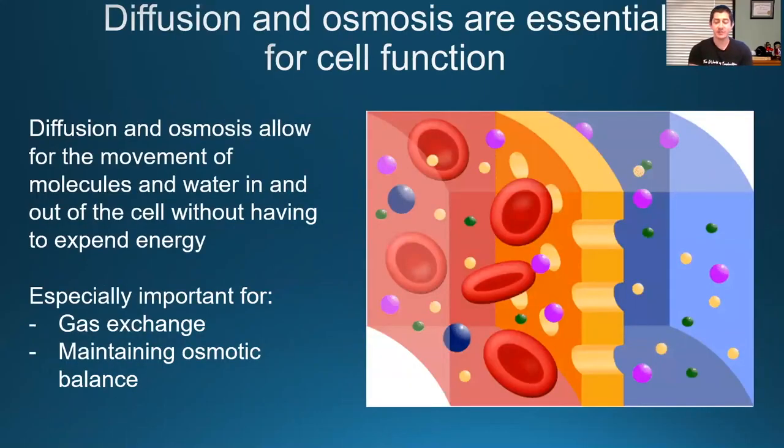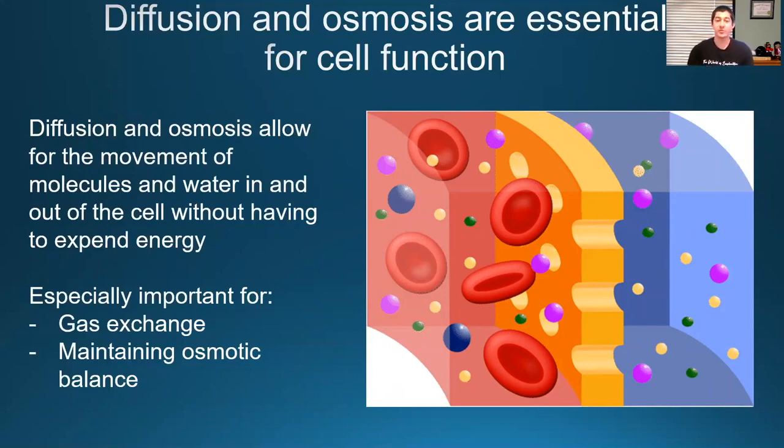And so this has implications for biological activity in that diffusion and osmosis allow for molecules and water to move in and out of the cell without the cell having to expend any energy. And this is really important for processes like gas exchange with respiration. So your cells require oxygen in order to create energy. And so that oxygen has to be able to move from your bloodstream into your cells. And then the CO2 that's produced in that process is a waste product. And so that has to be able to diffuse out of the cells into the bloodstream so that your body can get rid of it.